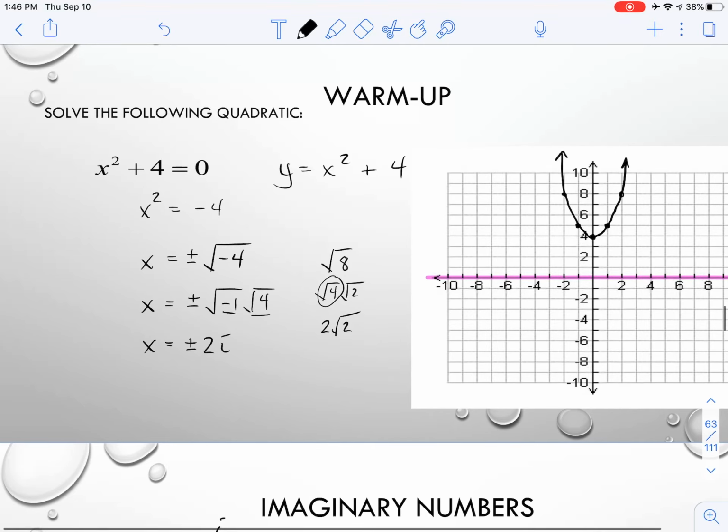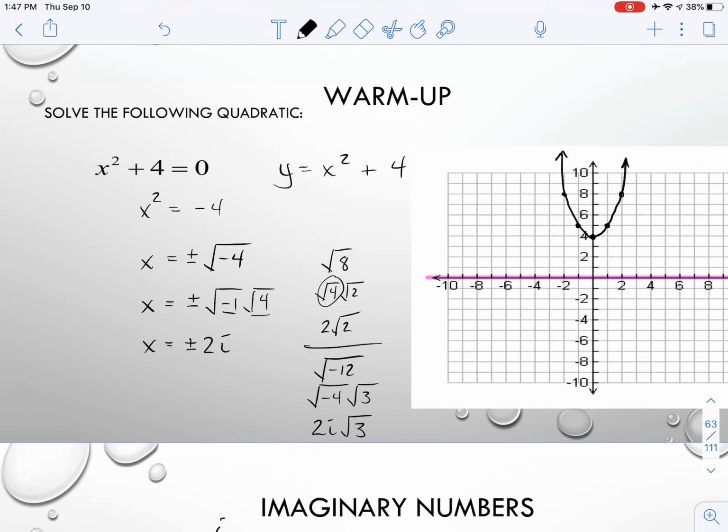Same thing when we have an imaginary. If I had, say, the square root of negative 12, right? Now I'm going to break that down into a square root of negative 4 and a square root of 3. The 4 is going to come out as a 2. The negative is going to come out as an i. And here we get 2i square roots of 3.